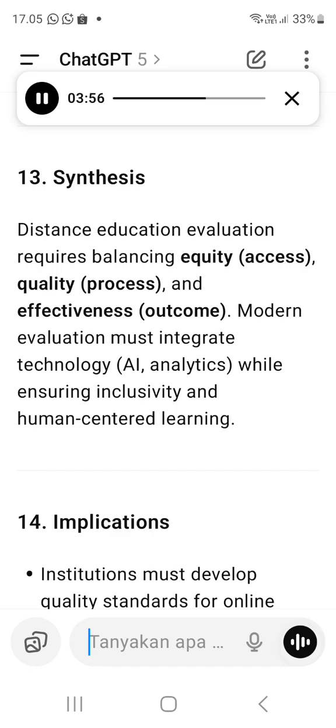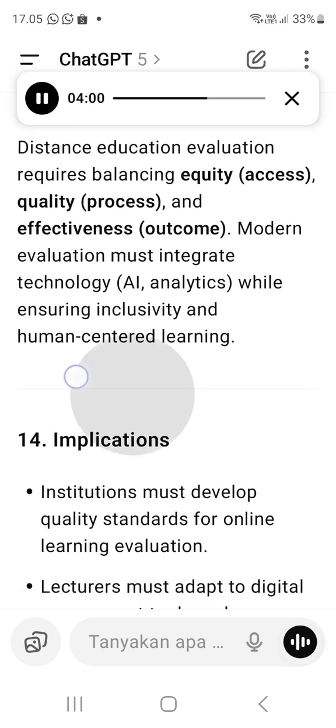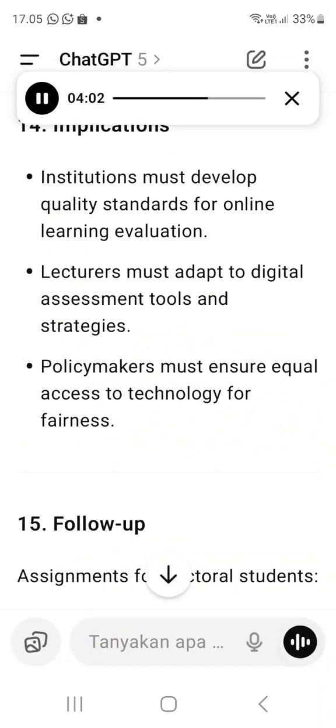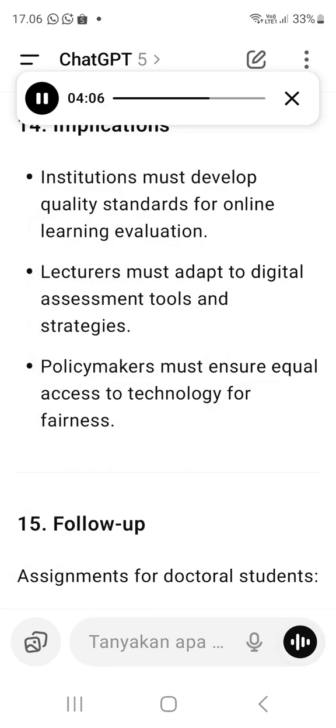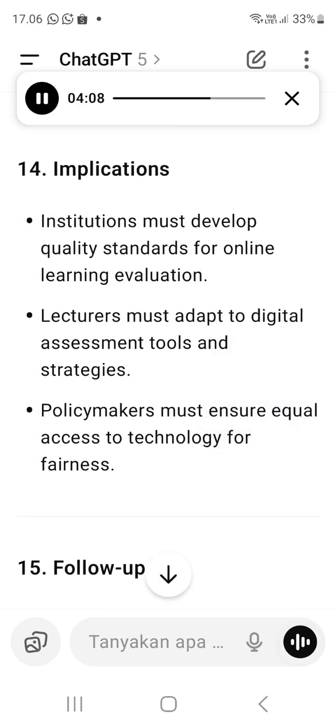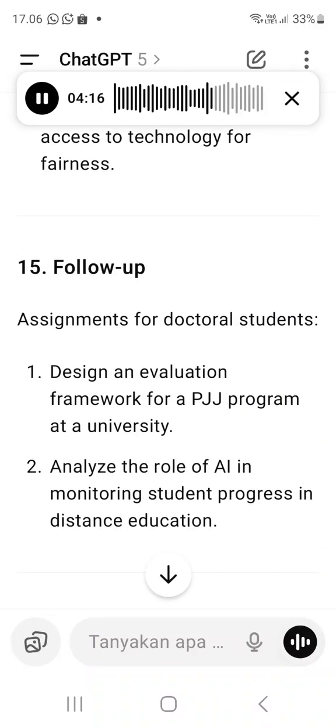Modern evaluation must integrate technology, AI, analytics, while ensuring inclusivity and human-centered learning. 14. Implications. Institutions must develop quality standards for online learning evaluation. Lecturers must adapt to digital assessment tools and strategies. Policymakers must ensure equal access to technology for fairness.